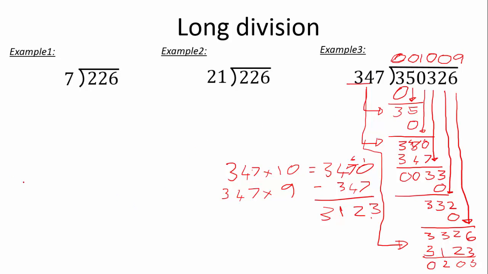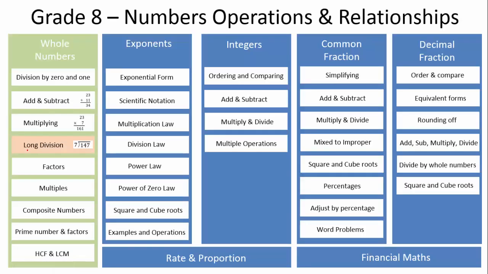So the answer is 1,009, remainder 203. So that's how easy it is to long division big numbers. Keep practicing it, make up your own ones, and then multiply them back together to see if your answer was right. Well done.